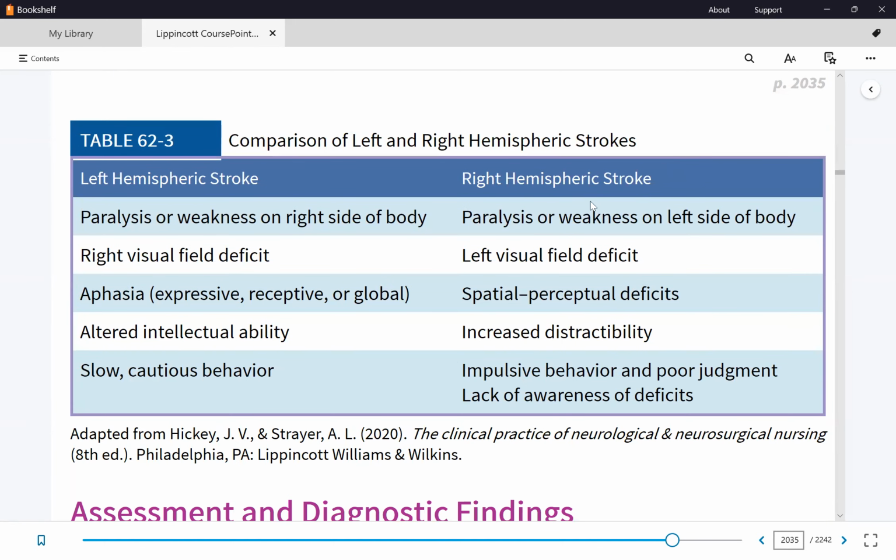I'm not testing this one. This is for the doctors, but let's just look at the effects. So just so you know and understand what's happening when you see people out there in society, in the neighborhood. If it's a left hemisphere stroke, where is my weakness? It's the right side, correct? And if I have a right hemisphere stroke, my weakness will be on the left.